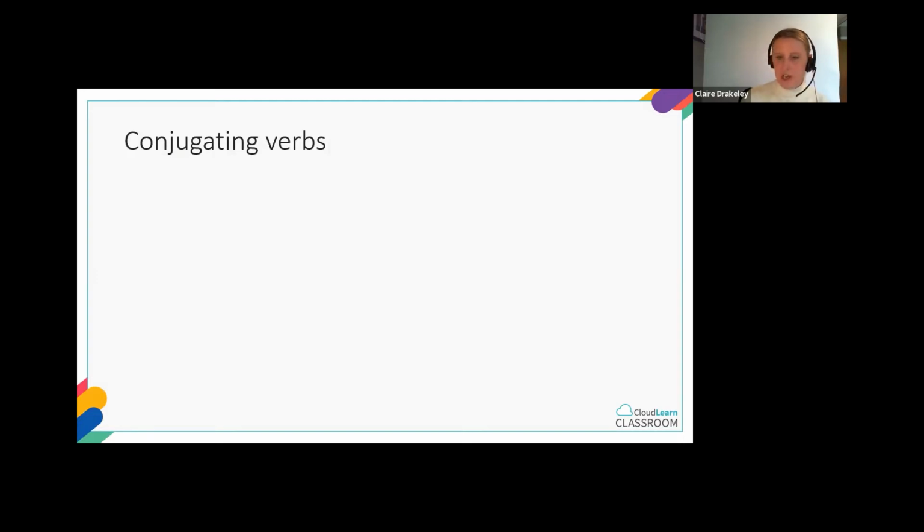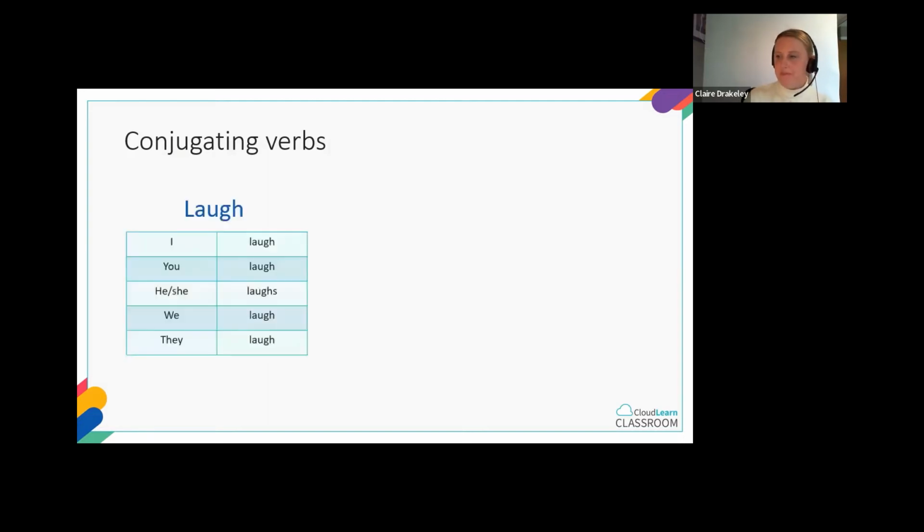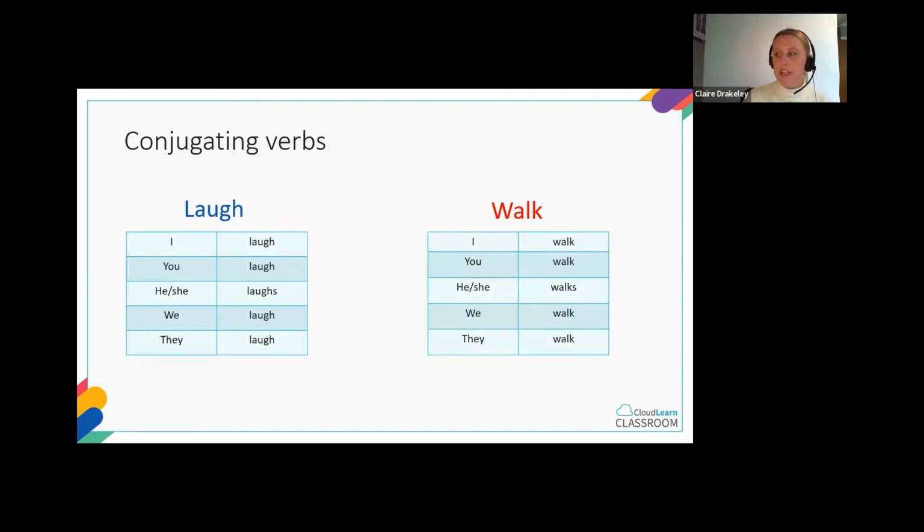So let's look at the verb laugh. I laugh, you laugh, he, she laughs, we laugh, they laugh. It's only he and she which is any different. We put an S on the end of that one. So what about the verb walk? I walk, you walk, he, she walks, we walk, they walk. Again, it's just he, she is different. And that's true of many verbs, play, talk, skip, eat. But for some of them, this rule doesn't work.